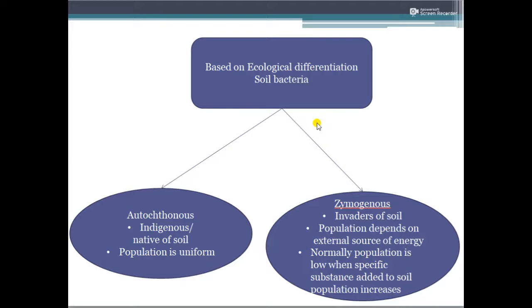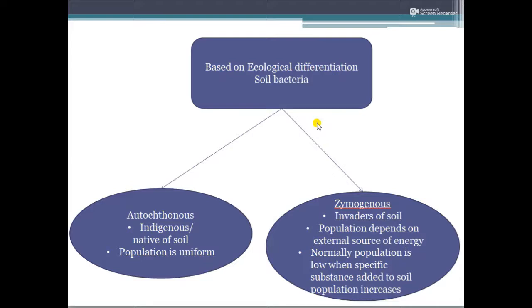But there are certain other bacteria which will come only in the presence of some particular environmental conditions. That is, only when an external source of energy or one particular substrate comes into the soil. Only in such situations do some bacteria arrive. They are referred to as zymogenous bacteria, and they are usually the invaders of the soil. Normally they are not present, but when some conditions come, they appear.